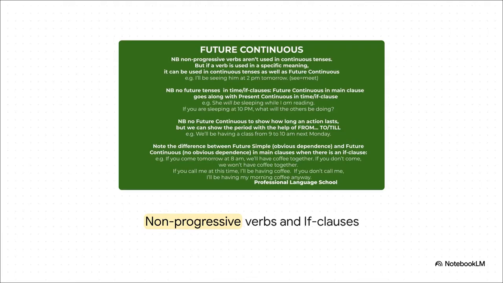Now, what's really interesting here is the absolute rule that non-progressive verbs, also known as stative verbs, generally aren't used in continuous tenses. This means verbs related to states of being, possession, or senses, like know, want, or belong, do not get the will-be verbing treatment. You wouldn't say, I will be knowing the answer. You just say, I will know.